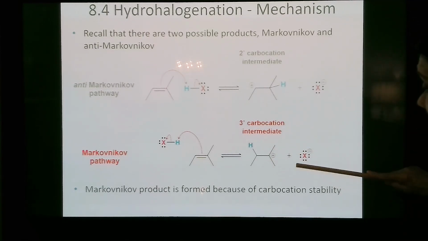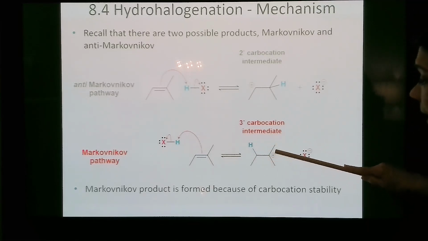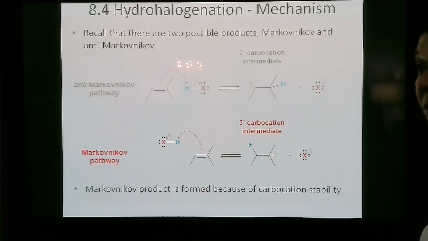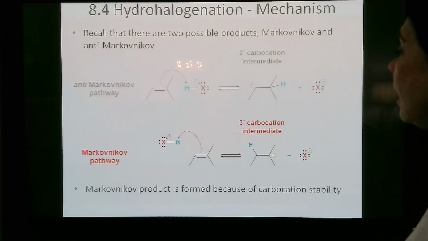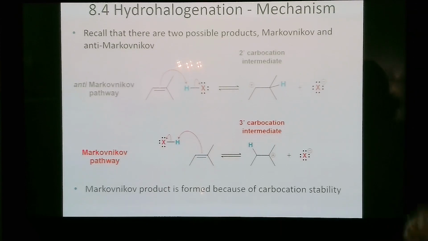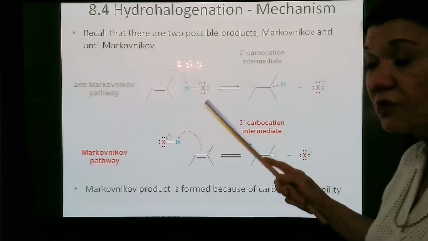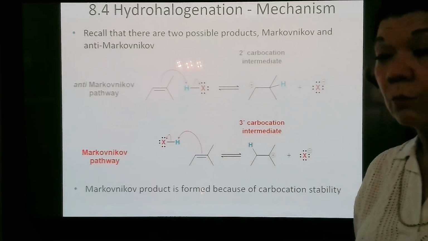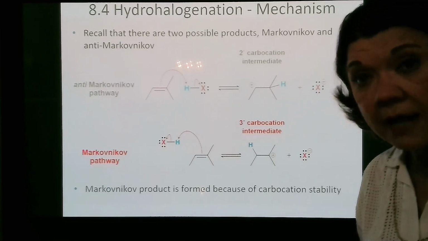And the product that results from this intermediate is going to be the major product. You will have some of this, but much less. And sometimes it will be a considerable amount, like 30%. Sometimes it'll be a tiny amount, like 2%. It will depend very much on the reaction.